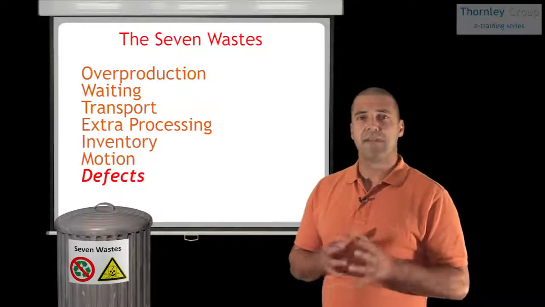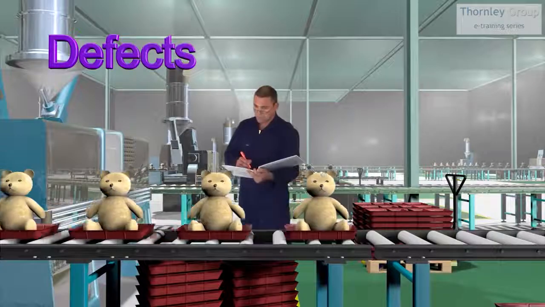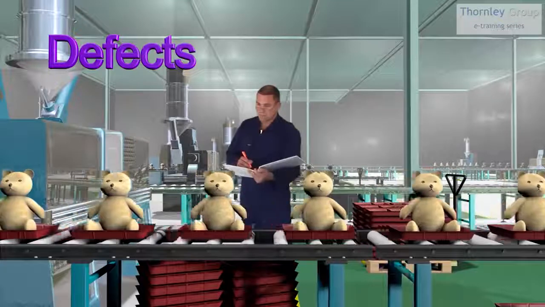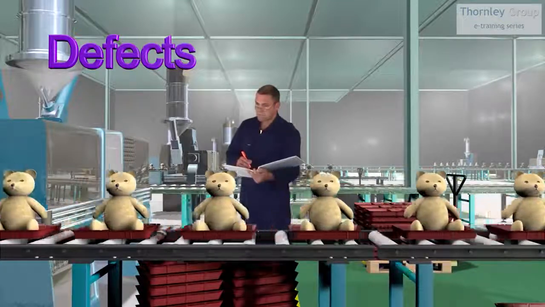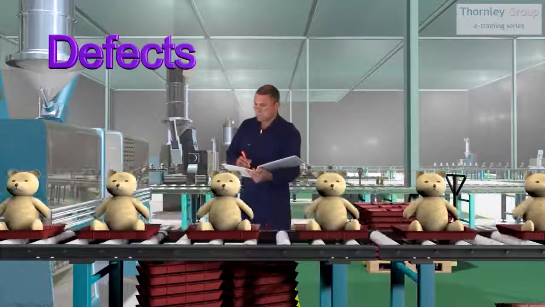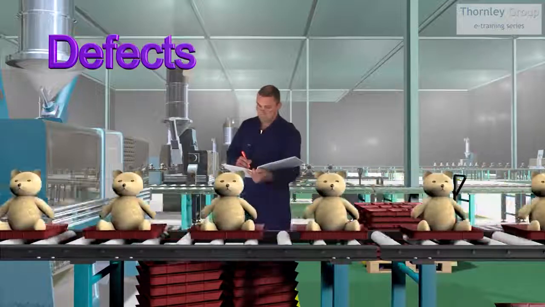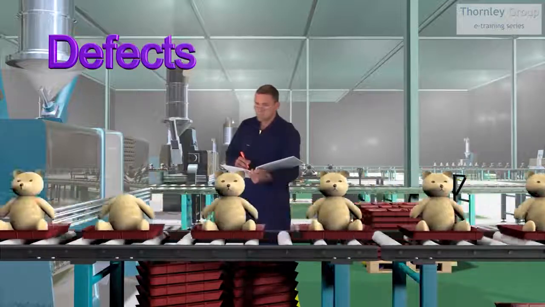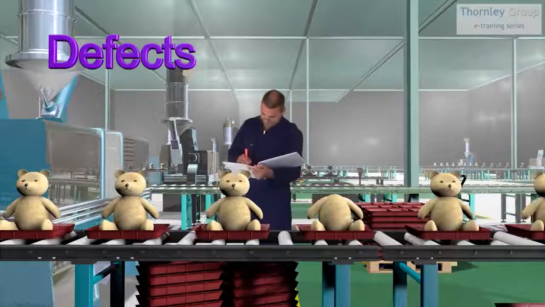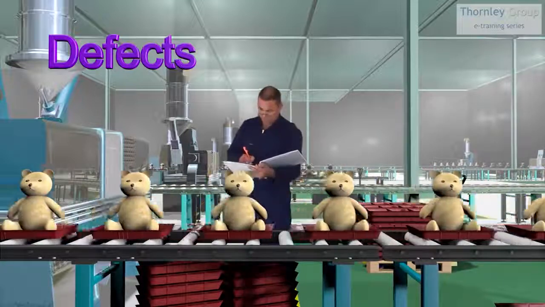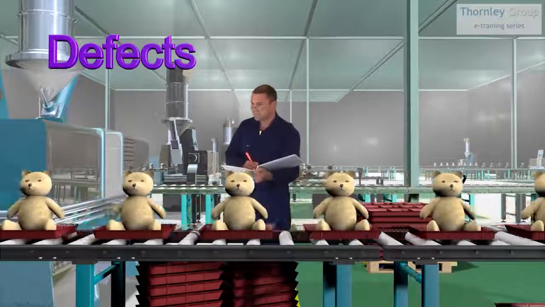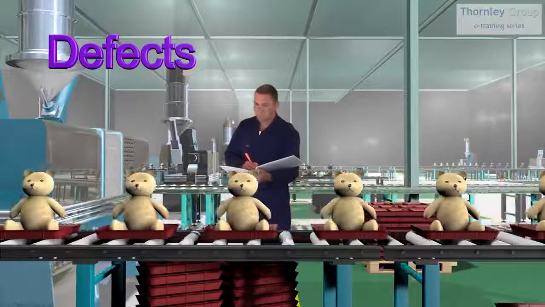Defects. A defect occurs when a process is not right first time. Defects cause most of the other wastes. Extra motion to get a replacement, extra processing to correct the error, more inventory to ensure the process doesn't stop every time a defect occurs. A defect could be an error on a document, an incorrect account number or billing statement.